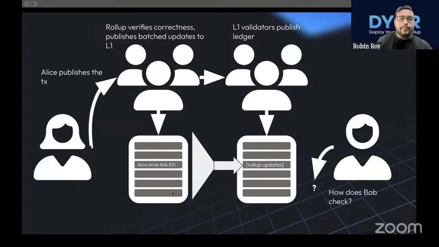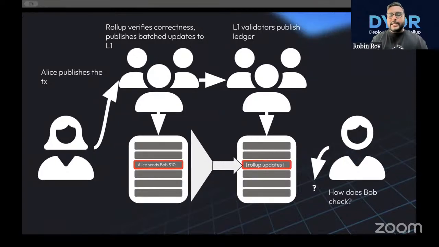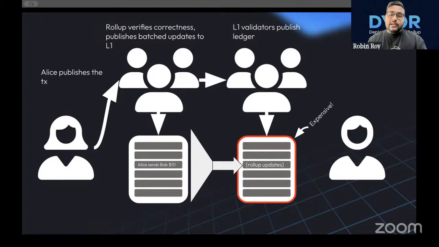Now, when it comes to a rollup, Alice publishes this transaction. The off-chain sequencer, which is getting these transactions, checks if the transaction is correct, hopefully, unless it's a malicious sequencer. Usually nowadays, we trust the sequencer in a centralized sequencer setup. Basically, it verifies the correctness and publishes the batched updates. It batches all of this up and sends the updates back to the L1, right? And how does Bob check it? Bob needs to check if this was correct, and he can only do that if the data is available. And sending all of the transaction data back to the L1 can get very expensive. So that's what I've shown here, right?